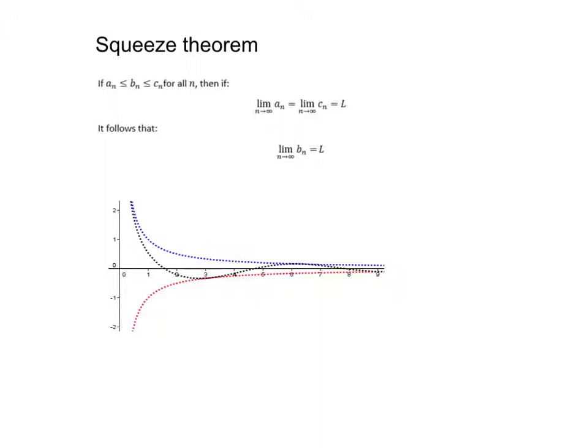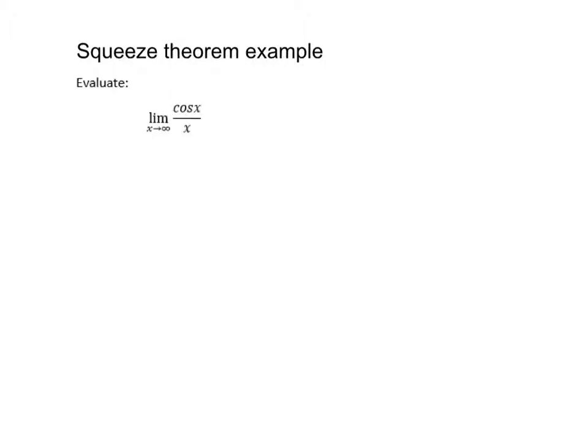And this is how we use it. We use it for difficult functions to evaluate, like this one here. Let's evaluate the limit when x goes to infinity of cos x divided by x. Now I know that cos x is always smaller than 1 and bigger than minus 1, because that's the definition of cos x. So I'm going to simply do the limit when x goes to infinity of minus 1, which is the smallest possible value of cos x, divided by x.